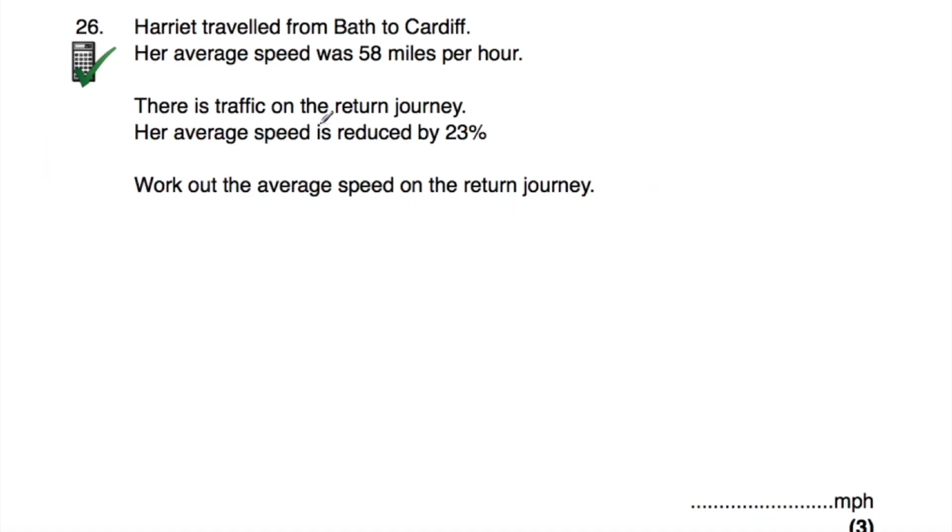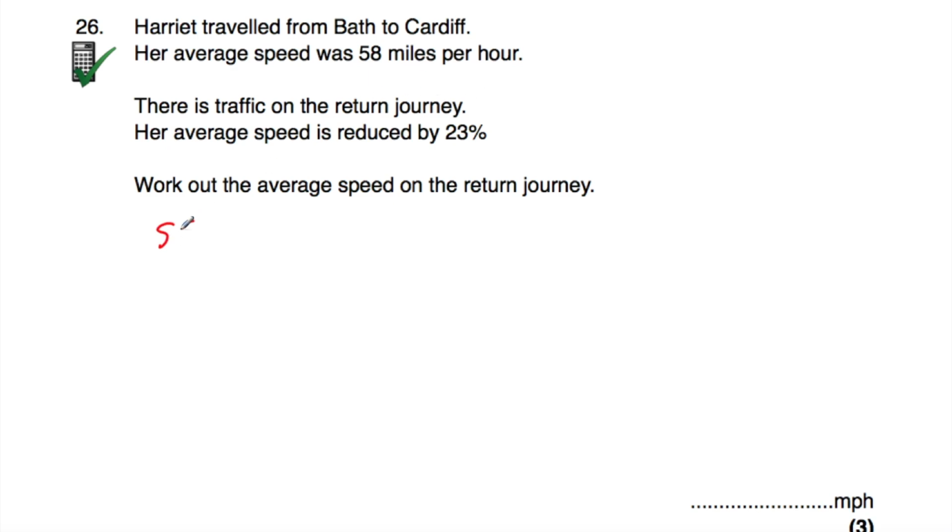Okay, so question number 26 says, Harriet is travelling from Bath to Cardiff, and her average speed was 58 miles per hour. There's traffic on the return journey, and her average speed is reduced by 23%. So on her journey back, the average speed is 23% lower. And we've been asked to work out the average speed on the return journey. So we just need to decrease 58 miles per hour by 23%.